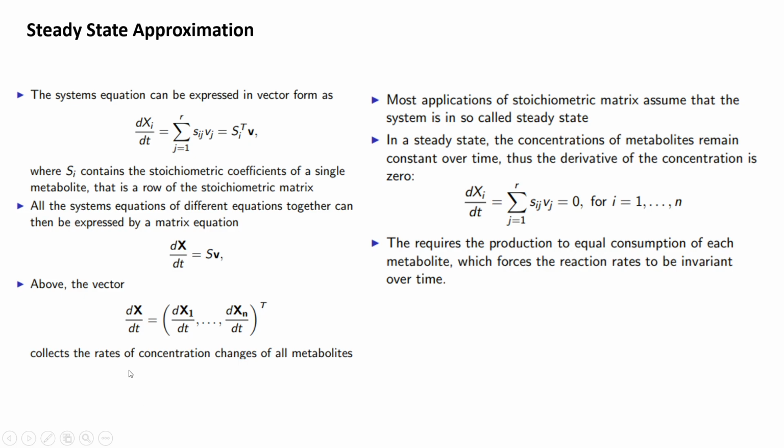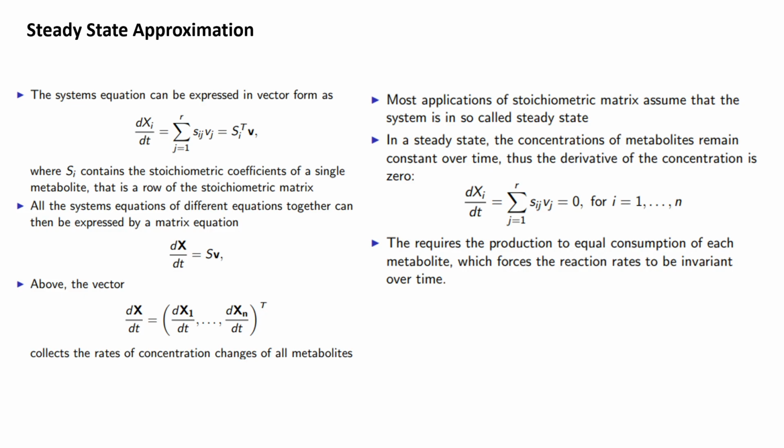Basically, it collects the rate of all this dx/dt. What it is doing is collecting the rates of concentration changes of all metabolites in the system in the metabolic platform. Now, most applications of this stoichiometric matrix assume that the system is in a so-called steady state.